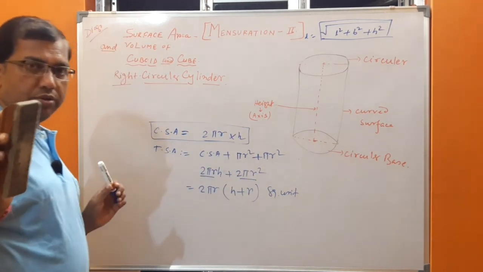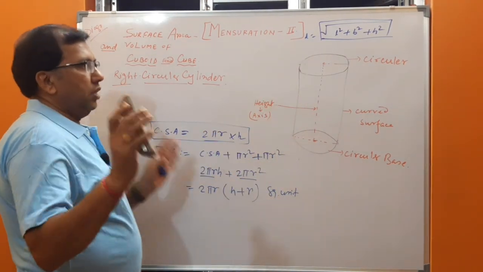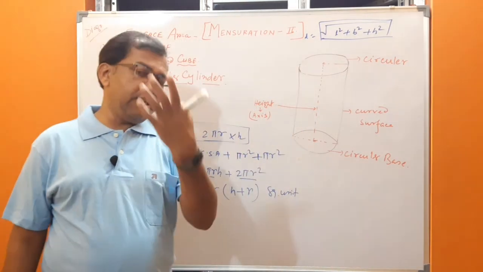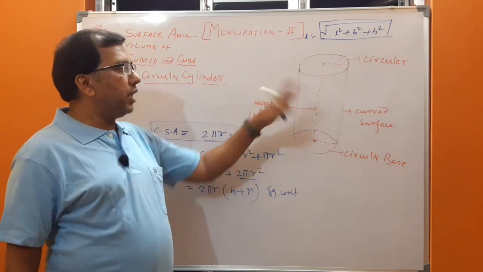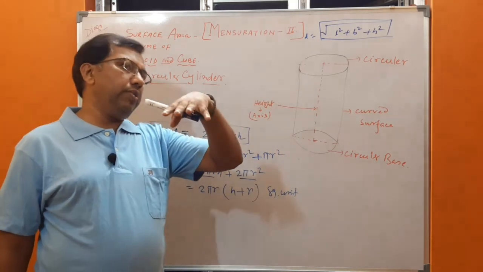Clear? Okay, so write it down. Just grasp the concept and get the idea, nothing else. How you have to find the surface area, and you will have to give some example.